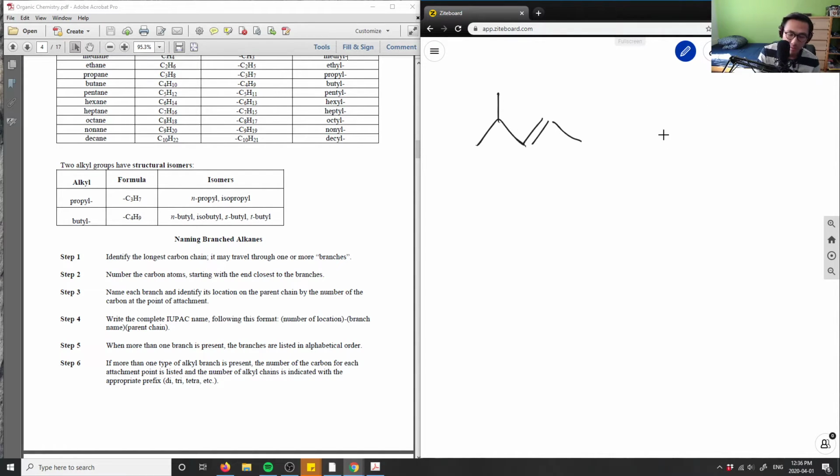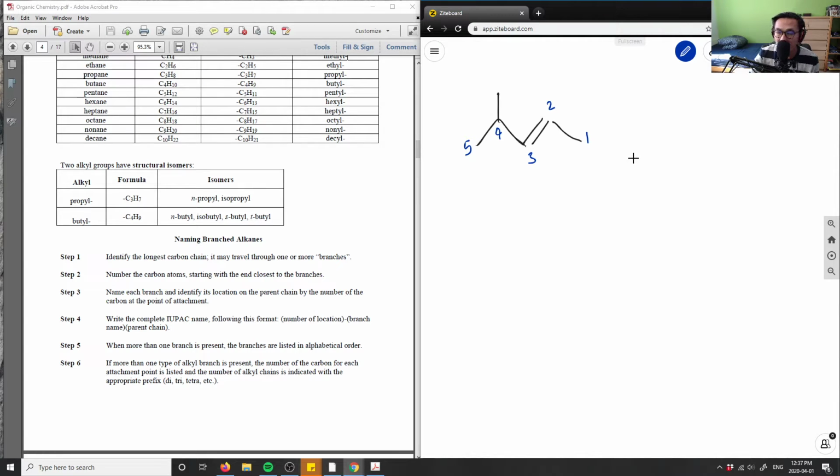So from right to left would be 1, 2, 3, 4, and then I could pick either one for 5, and this doesn't really matter. I'm just going to put 5 here. Now this is the correct numbering for our carbons, because it travels through the longest chain and puts priority on this double bond here. I hope you have this at home: 1, 2, 3, 4, 5.